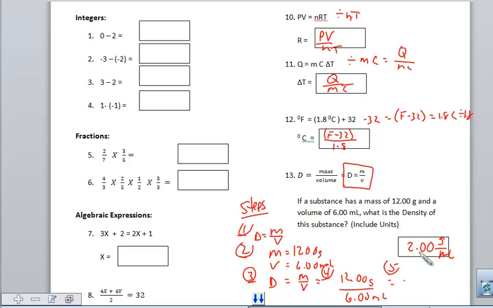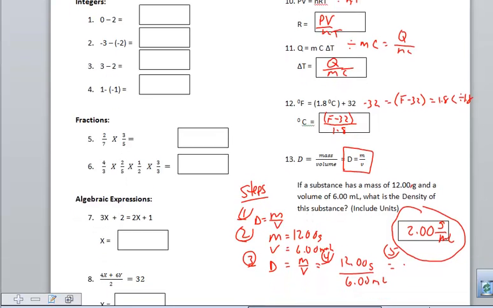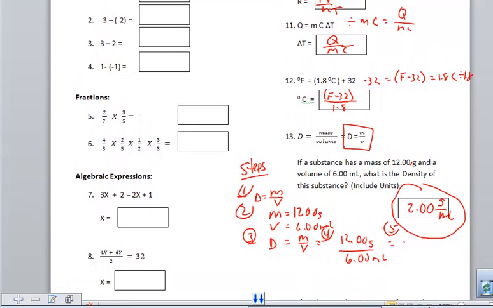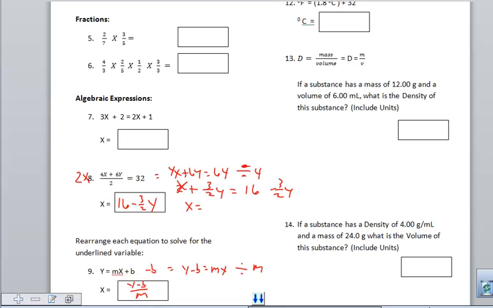Okay? So the units are critical. Here we divided grams by milliliters. Neither one cancels, so you have to leave both in your answer. And of course, if you're looking for density, which is mass over volume, you have to have both of those units. Okay? Now, I can't get quite down to 14, so we'll go back here. Let's see, and there's 14.